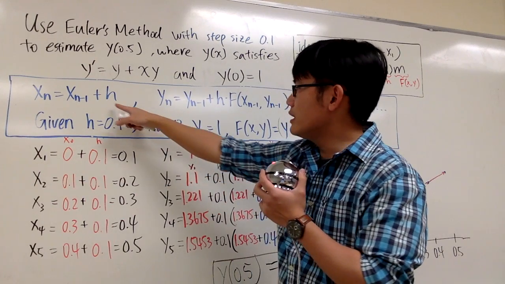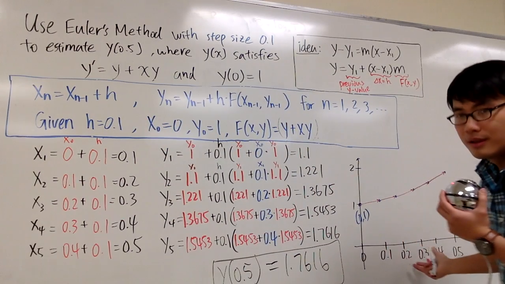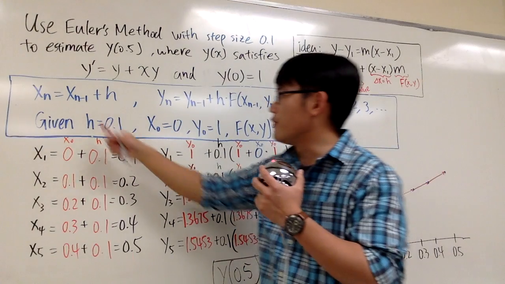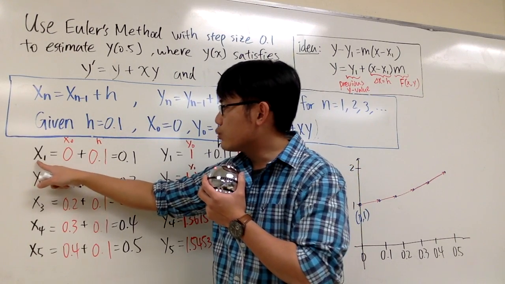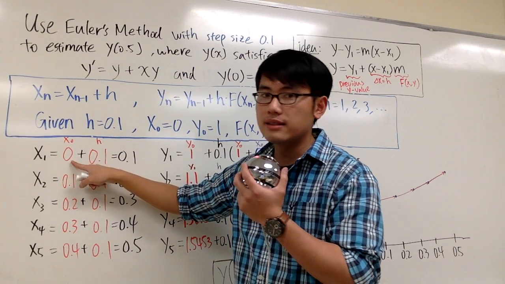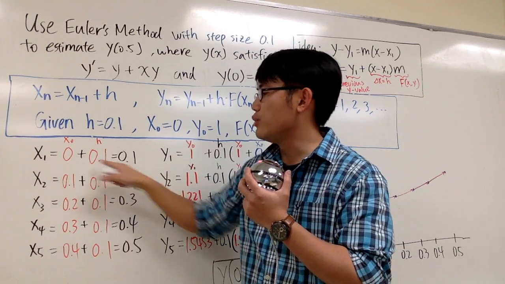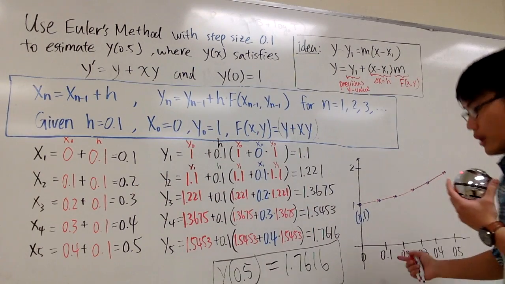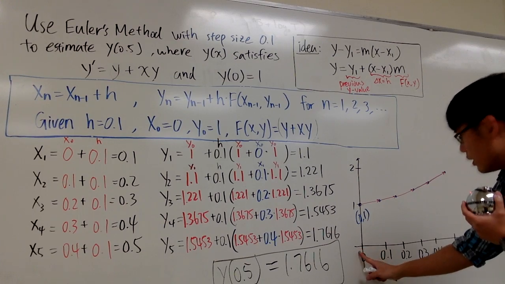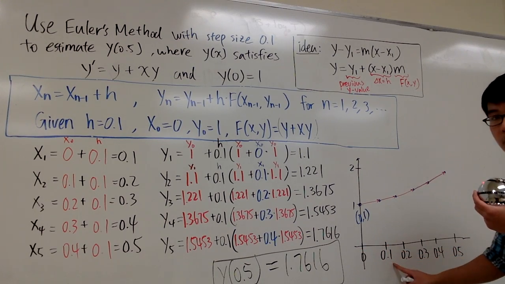For x1, you can use this formula, or we can just draw a picture. A picture is much quicker, but if you follow the formula, it says x1 is the previous x value, which is x0, plus h, which is 0.1, and altogether you get 0.1. And that's pretty much what I drew right here. You start with 0, the next x value you have is 0.1.